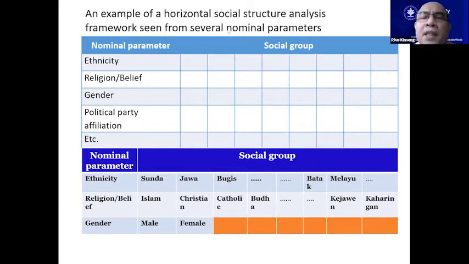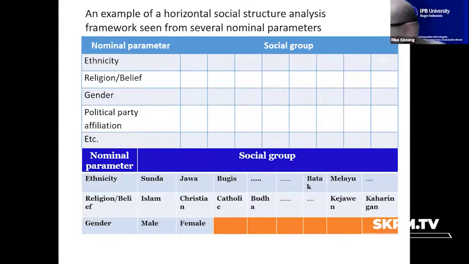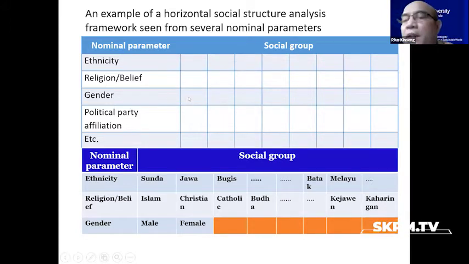If we use nominal parameters, like ethnicity, in Indonesia we have very many different ethnicities. I think the first presenter, group 3, explained it nicely. Based on religion, we have many religions, political affiliation, and gender. Of course gender is only 2, but I don't know now, maybe it's more than 2, because some people claim themselves as not really male or female, but somewhere in between. Okay, so these are social groups.